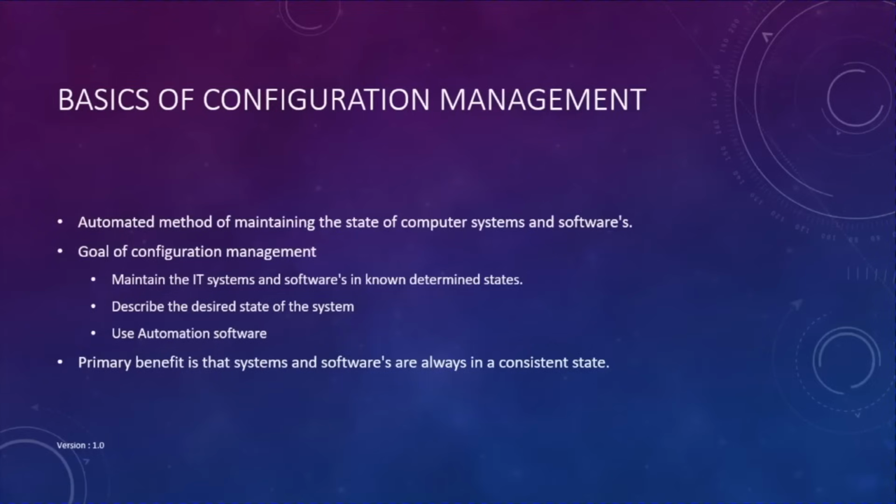Another aspect of a configuration management system is that you can describe the desired state of your system. And the third aspect is the use of automation software tools to ensure that target systems are maintained in the desired state. The primary benefit of configuration management is that your systems and softwares are always consistent. With configuration management, you can ensure that your configuration is correct because the configuration management system ensures that it is correct. It also allows you to scale your infrastructure and software system quite easily based on demand.